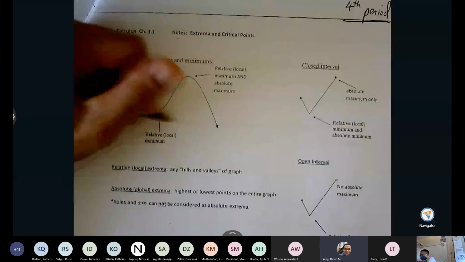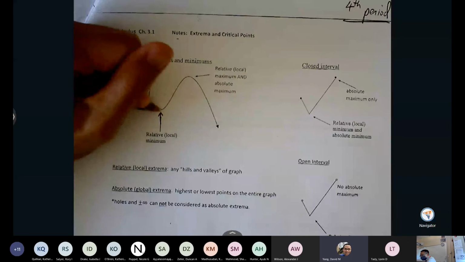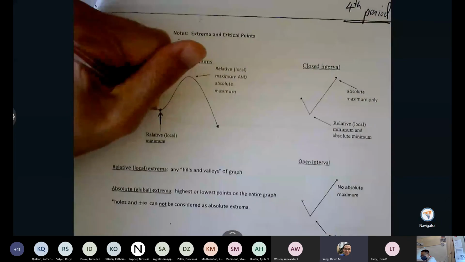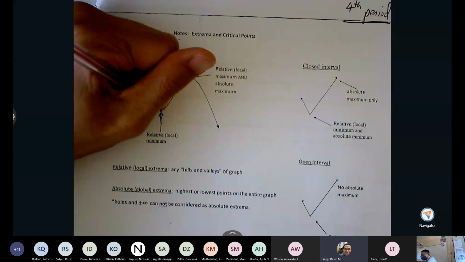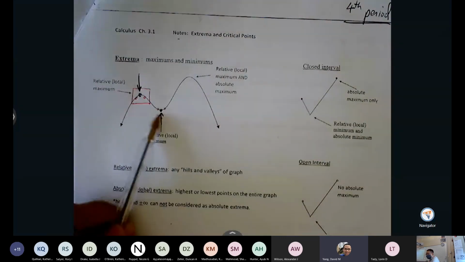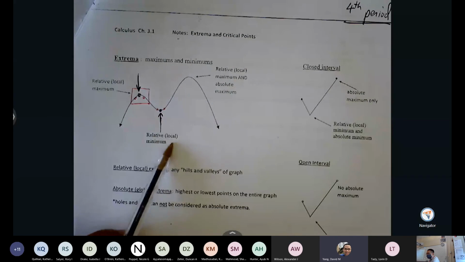Okay. We call this point a relative minimum because compared to the points to the left and to the right, it is lower, it's lowest. So within this region, it's a minimum, so we call that a relative or local minimum.